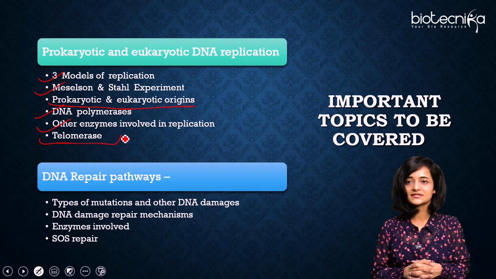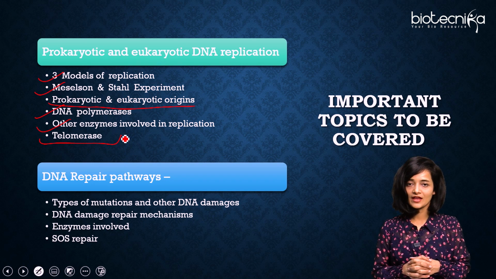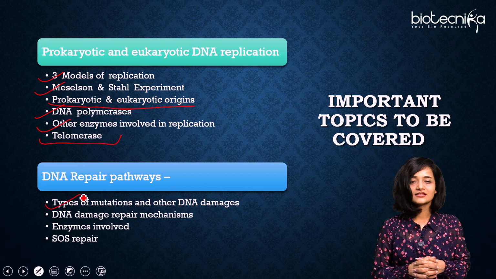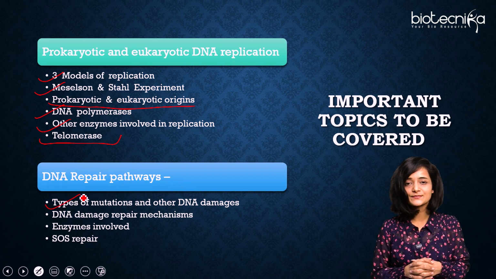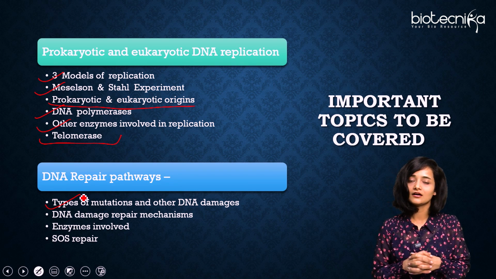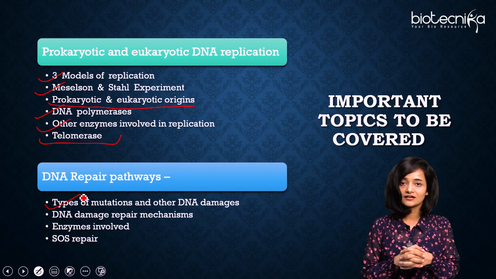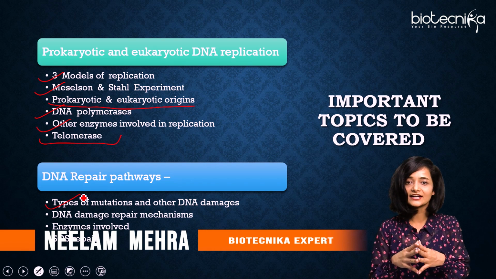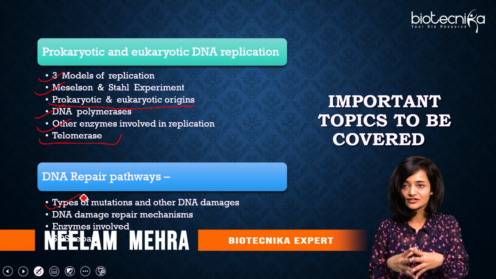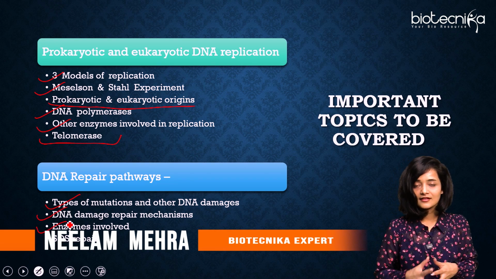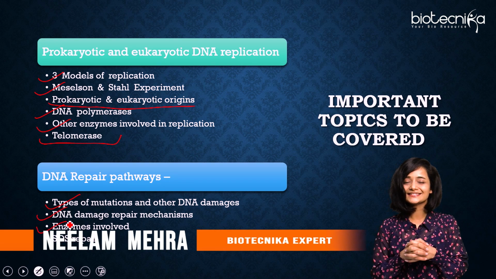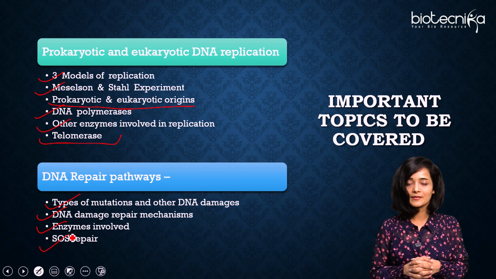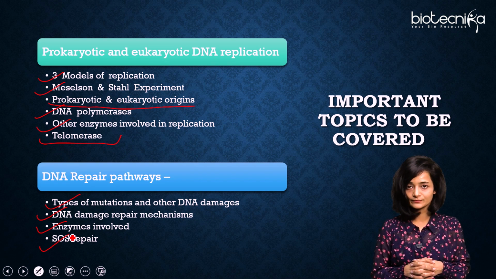The second subunit is the DNA repair pathway, where you will come across the concepts of types of mutations, the sources of mutations, various types of mutagens involved in damaging the DNA, and the different types of DNA repair pathways that get activated to check on these damages, these mutations. The enzymes involved during these DNA damage repair mechanisms. What is the excision repair mechanism and translesion repair mechanism?